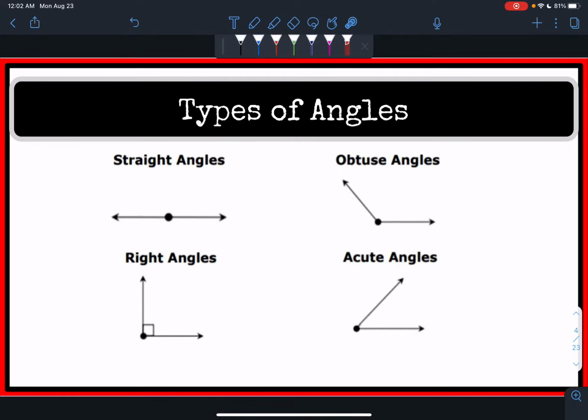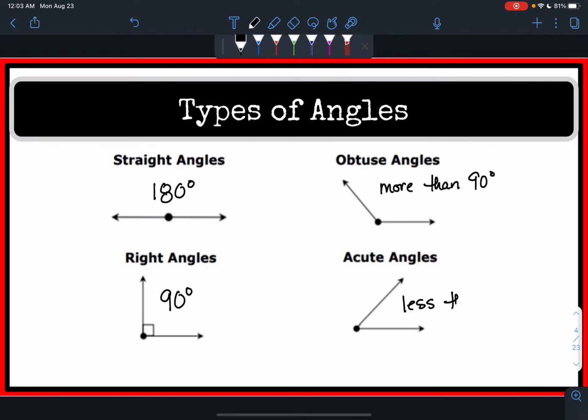Now, there are 4 types of angles. You have your straight angle, which measures exactly 180 degrees. You have a right angle, which measures 90 degrees. An obtuse angle that measures more than 90 degrees. And an acute angle, which measures less than 90 degrees. Now, for the obtuse and acute angle, we're not certain of the exact measure; it could be anything as long as it's more or less than 90 degrees.